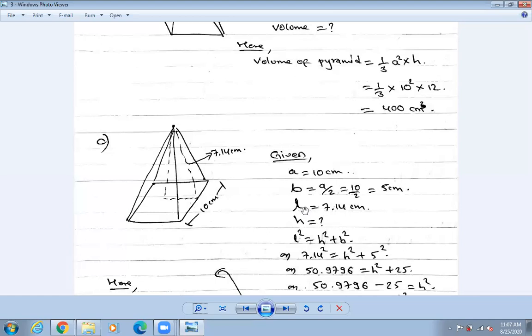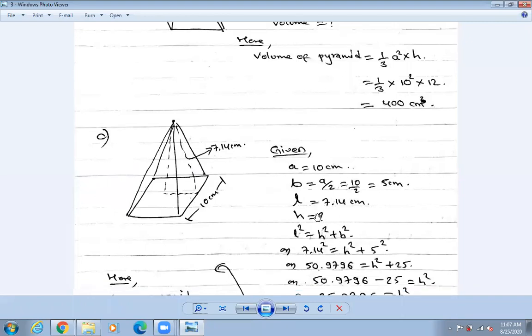We need H, not L, but we can't just make L into H. H is this one. This is H, this is L. L and H are not equal. L is always bigger. So what shall we do? We need to use the formula. Whenever one of the three is missing, always use this formula: L square equals H square plus B square. Now let us use this formula.